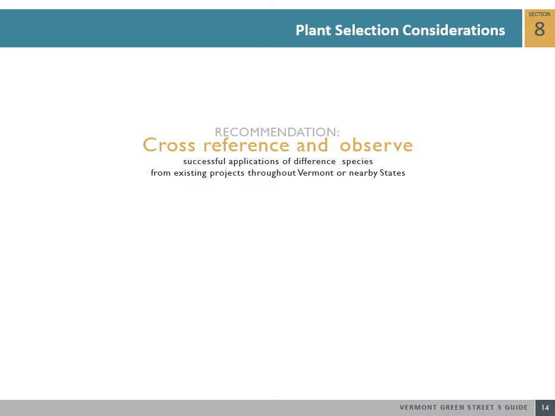Two final recommendations in plant selection considerations of a green street. Cross-reference resources and note any updates. Observing successful plantings of different species and in different facilities of existing projects throughout Vermont, nearby states, or provinces is recommended. Thank you and happy planting!